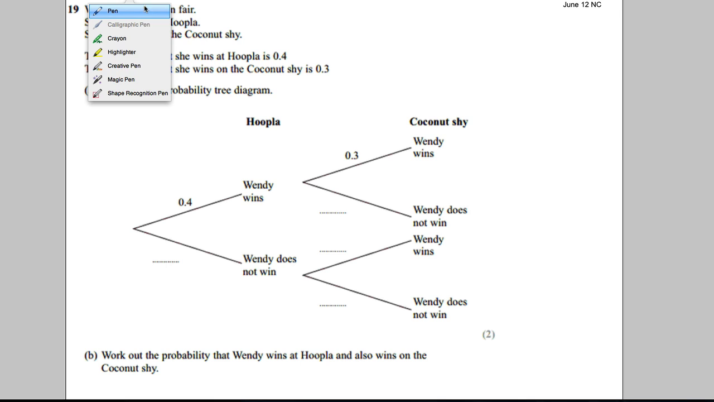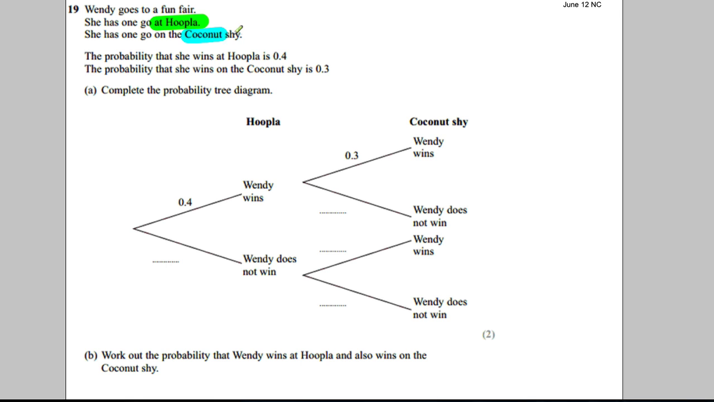Okay, so Wendy goes to a fun fair. She has got one go at Hoopla. She's got one go at Coconut Shy. The probability she wins Hoopla is 0.4. The probability she wins Coconut Shy is 0.3.